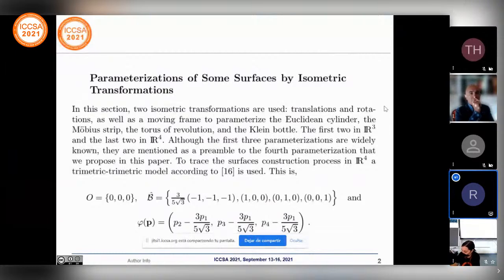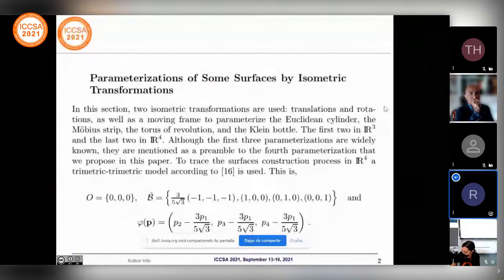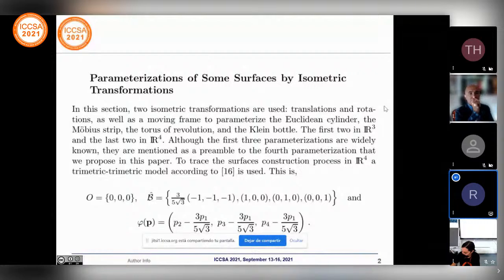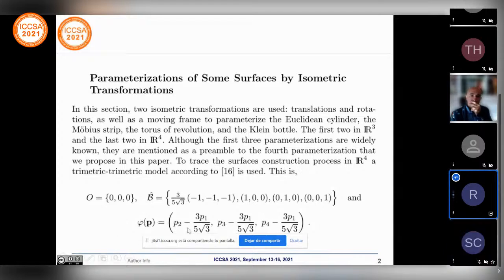To show the geometrical interpretation, we use the projection from R4 to R3. For example, here the elements of set B, first, second, first, fourth, are the projections of the I, J, K, L vectors in R4. Phi of P is the projection of any point from R4.